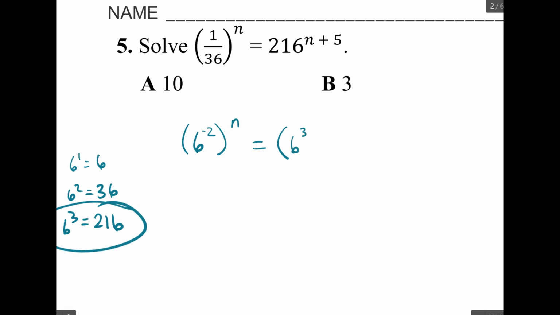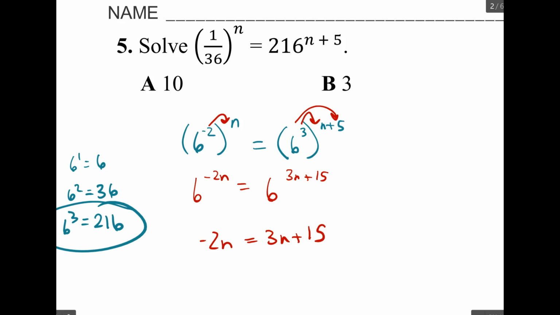Awesome, so I have 6 cubed to the n plus 5. So why am I writing it in the same base? Why do I want to do this? So I can set the exponents equal to each other. Exactly. Distribute, so I have 6 to the negative 2n, 6 to the 3n plus 15. Since I have the same bases, I can set those pesky little exponents equal to each other.